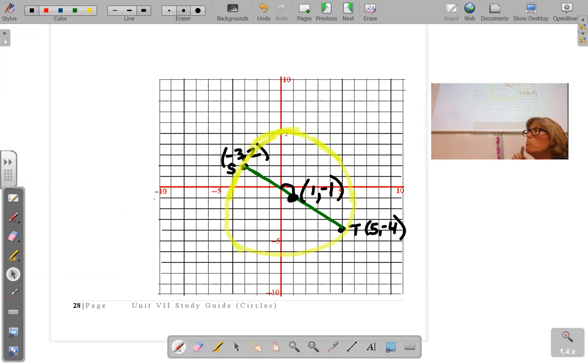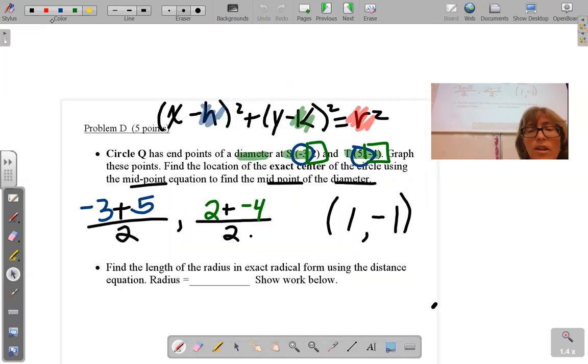So Abby, the midpoint of the diameter is the what of the whole circle? Radius. Now, this midpoint right there is the what? The center. Yeah, it's the center. So we just found our h, k. There is our h. I'm going to keep it color-coded. There is our k.